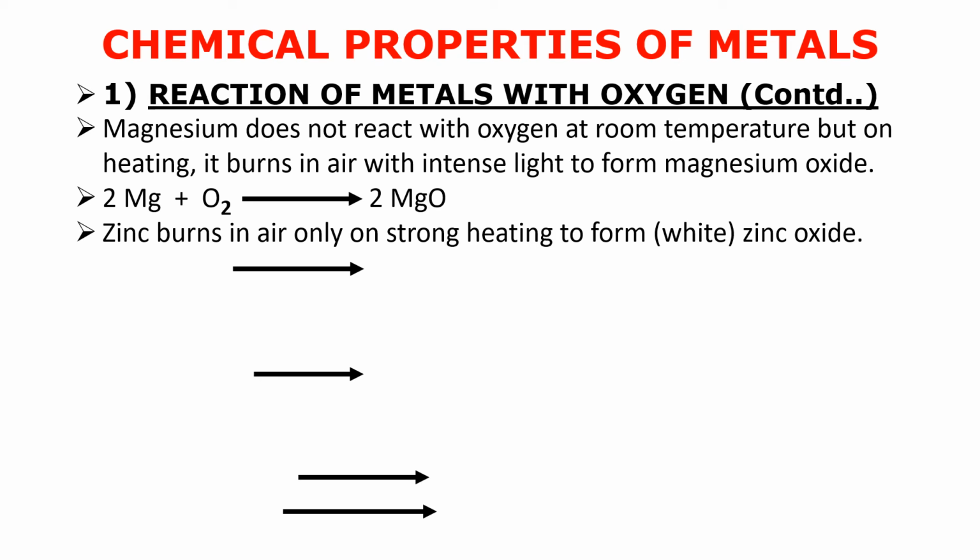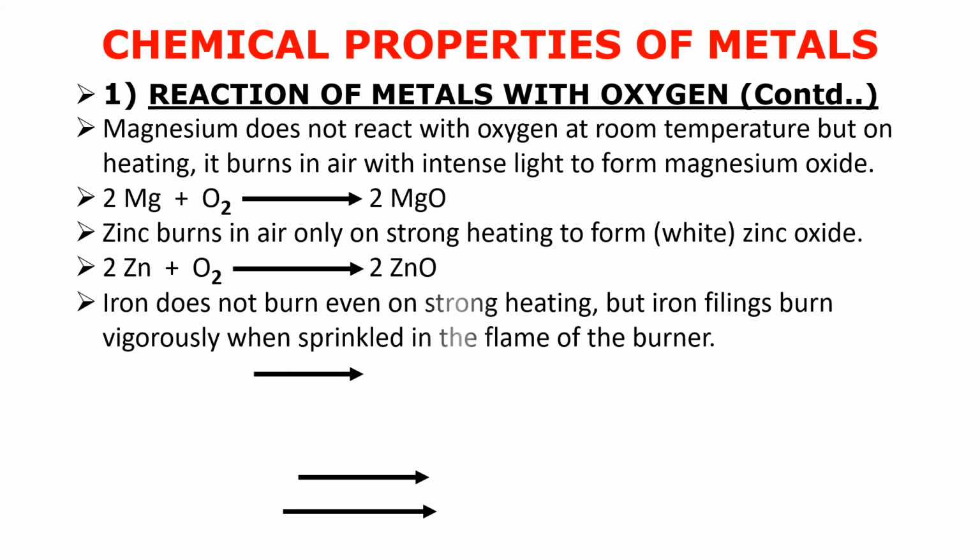Then we go to zinc. Zinc burns in air only on strong heating. See the word. Magnesium, with just normal heating, reacted with oxygen to form magnesium oxide. But zinc, you have to heat it very strongly. Then only it will form zinc oxide. Again, zinc oxide also is white in color. The reaction for zinc oxide formation: zinc plus oxygen giving you zinc oxide.